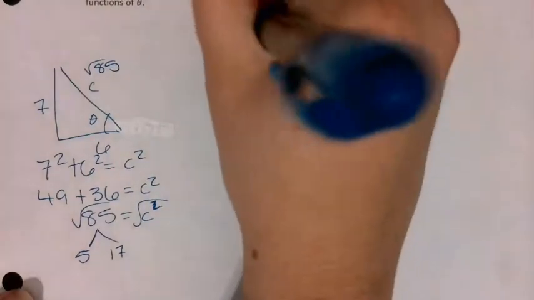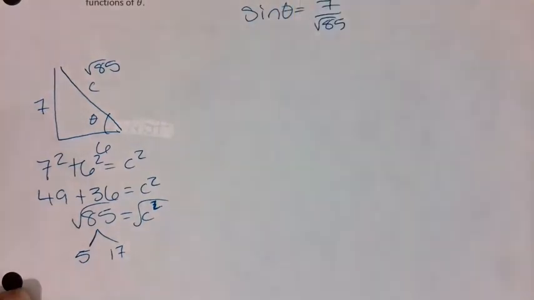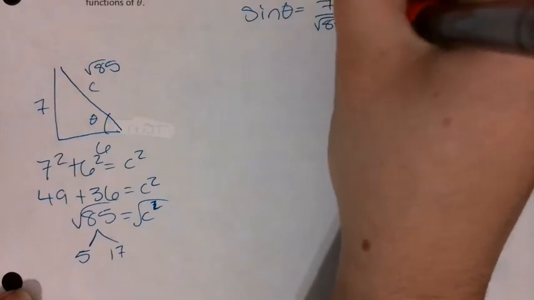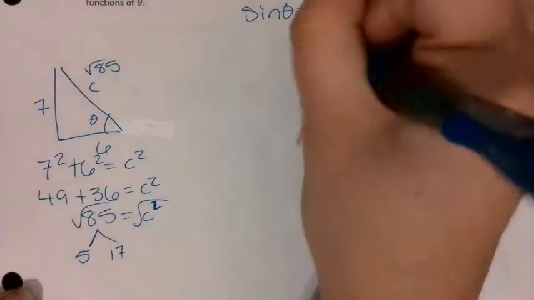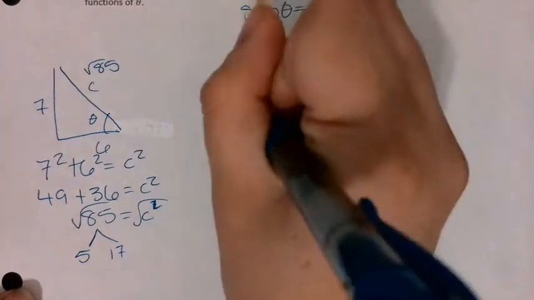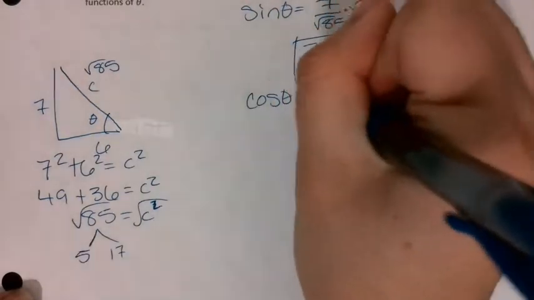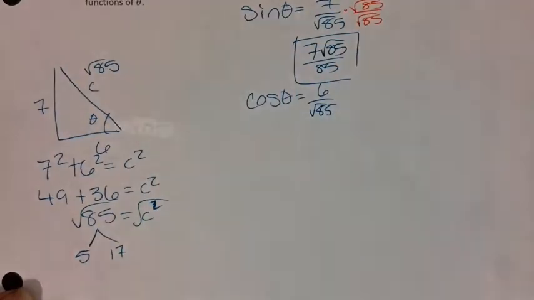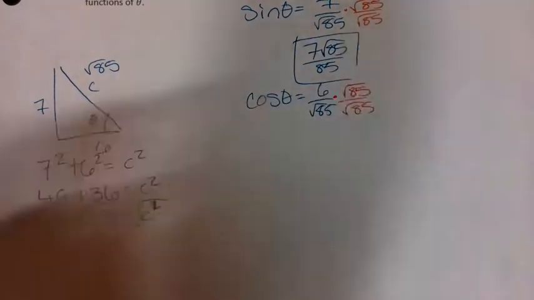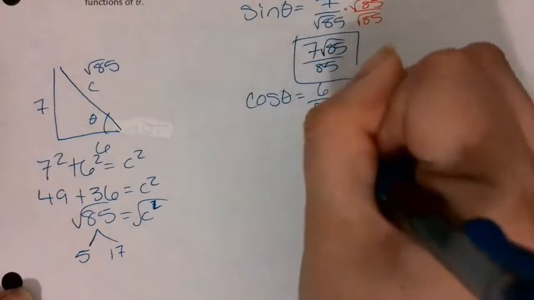Okay. Now I'm going to start off by finding sine of theta, which is 7 over the square root of 85. I have to rationalize that denominator. I end up with 7 square root of 85 over 85. Then I have cosine of theta, which is 6 over square root of 85. I have to rationalize that one too. And I end up with 6 square root of 85 over 85.